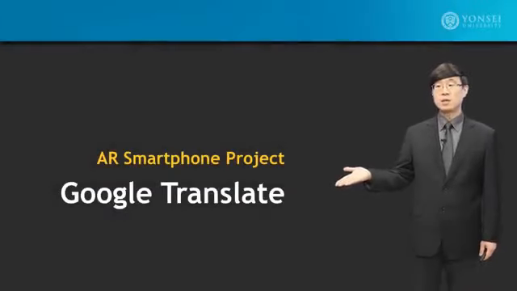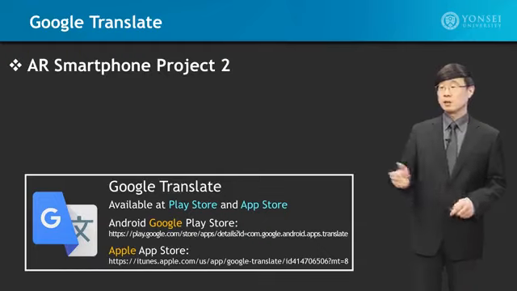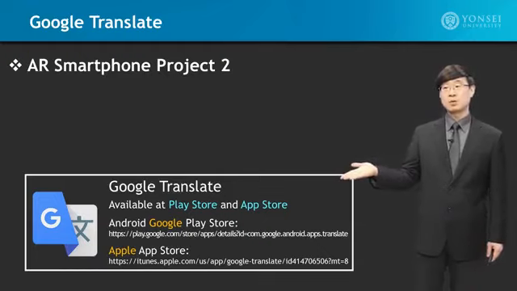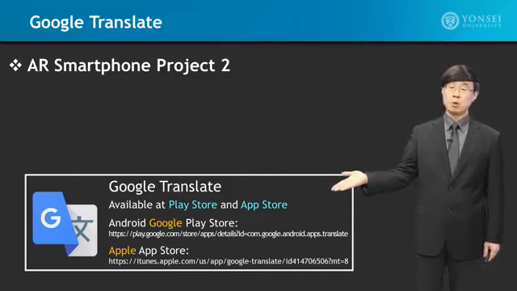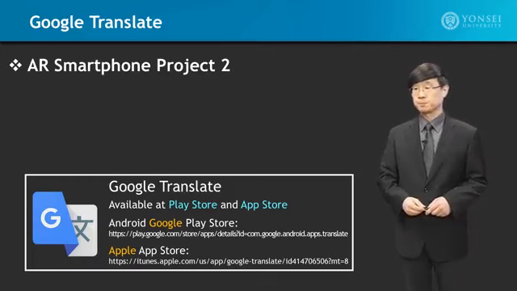Now we go into the Google Translate Augmented Reality Smartphone project. This is project number 2. Looking in here, go and download Google Translate. Either you can do it from the Play Store or the App Store for either Android or Apple-based devices.